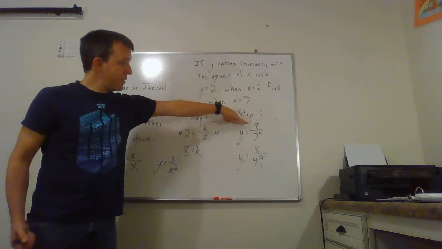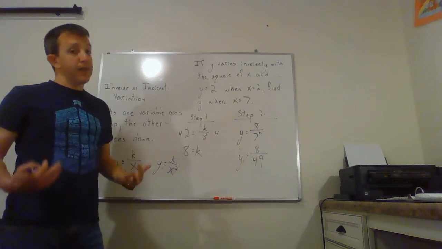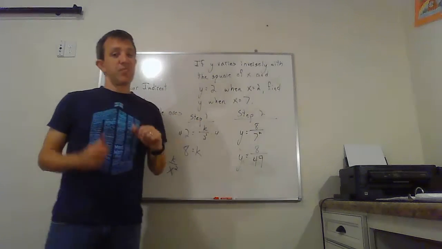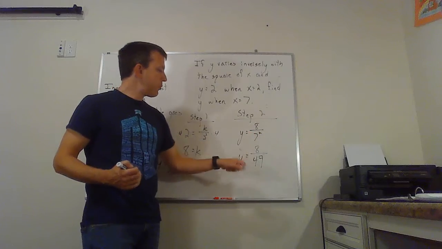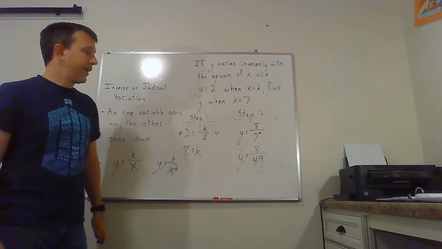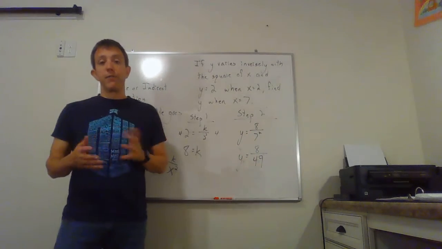So I know k is 8, so I put that in on top. On the bottom, I'm not going to forget the square. That's a real easy thing to forget here. A lot of people do that. Be careful. 7 squared is 49. So in this case, y ends up being the lovely fraction 8 over 49.